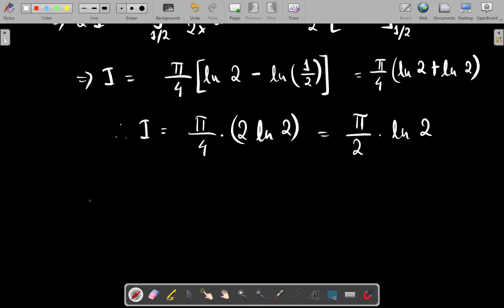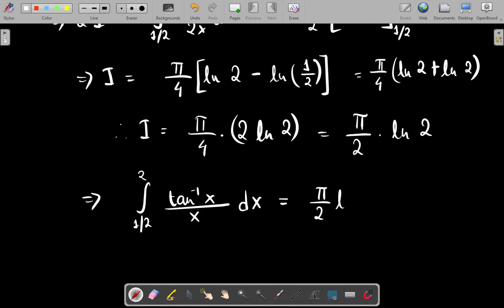So this is the required answer. The integral of tan inverse x upon x dx is equal to pi by 2 ln 2. This is the required final answer.